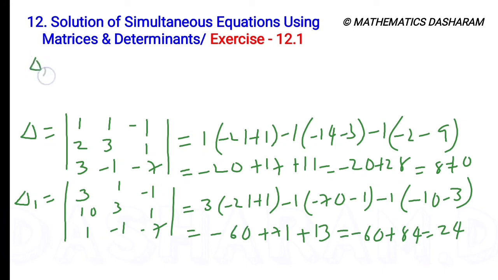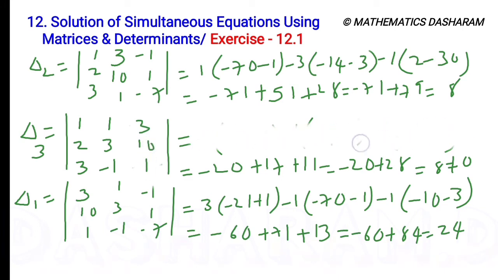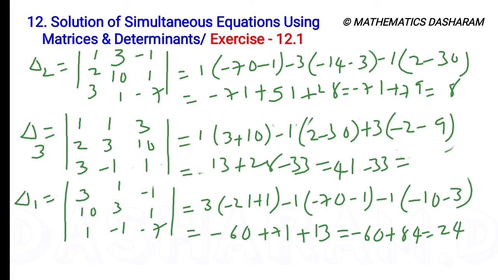Next, delta 2 equals: replace the second column with the constant numbers. So 1, 2, 3. The second column constant numbers are 3, 10, 1, minus 1, 1, minus 7. Find its determinant. Minus 71 plus 79 equals 8. Next, delta 3: replace the third column with the constant numbers, which are 3, 10, 1, and find its determinant. So it equals 8.